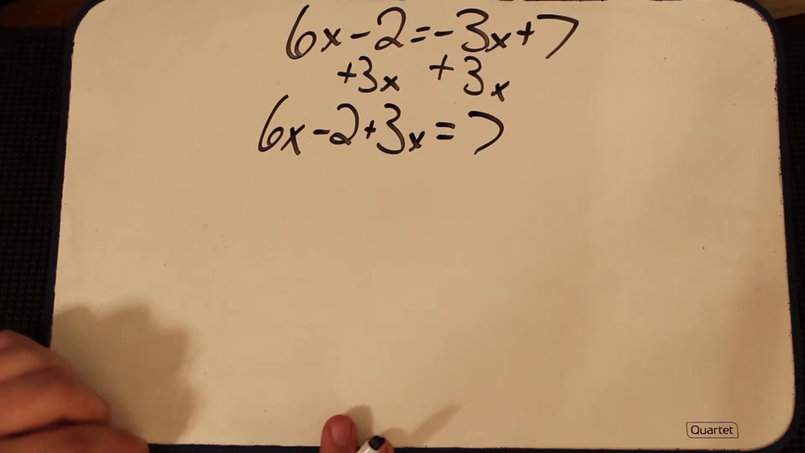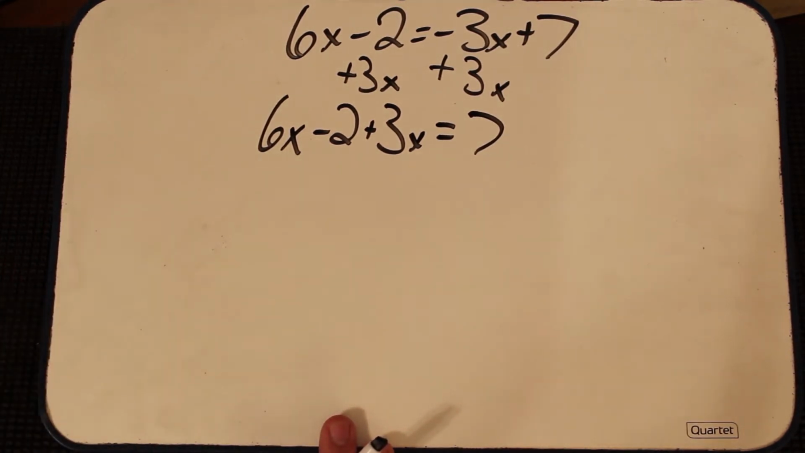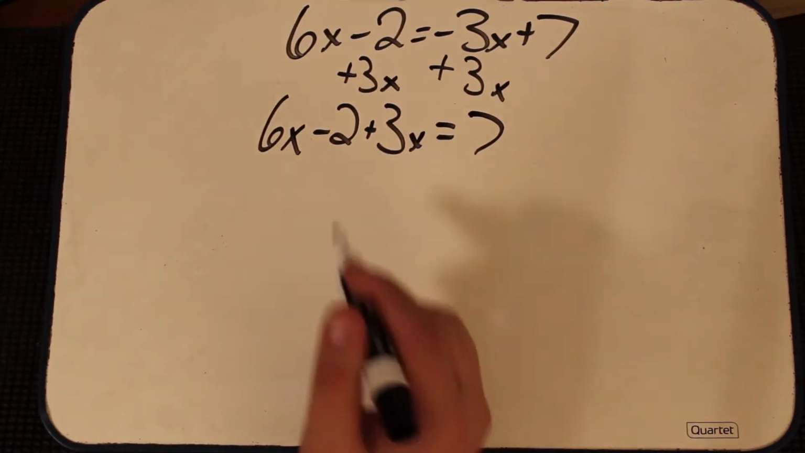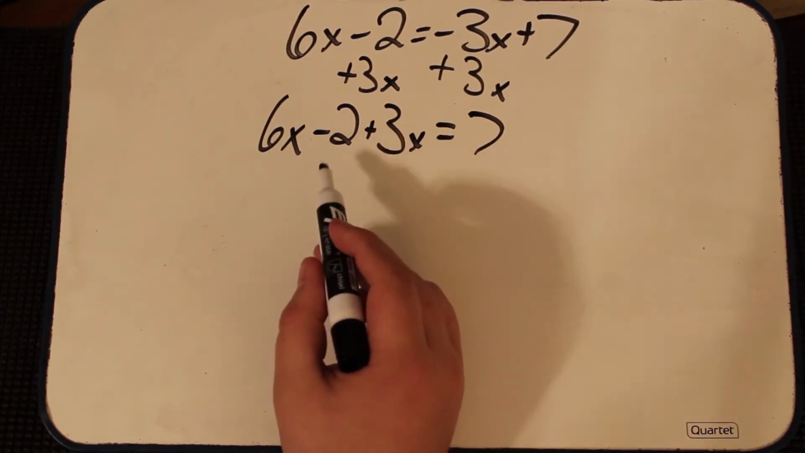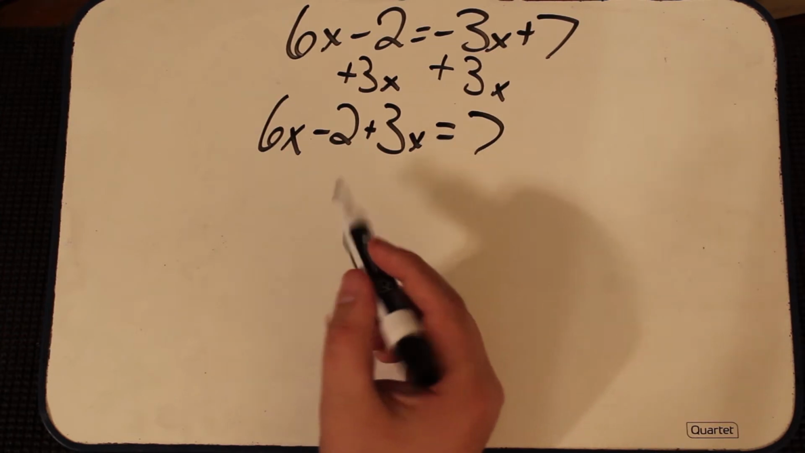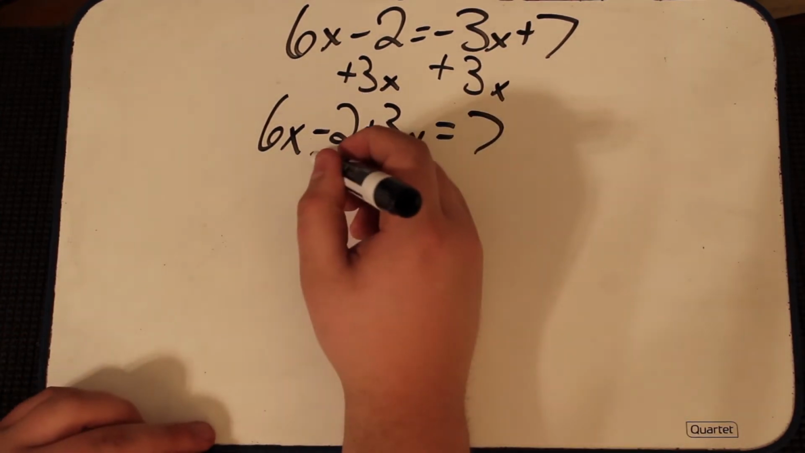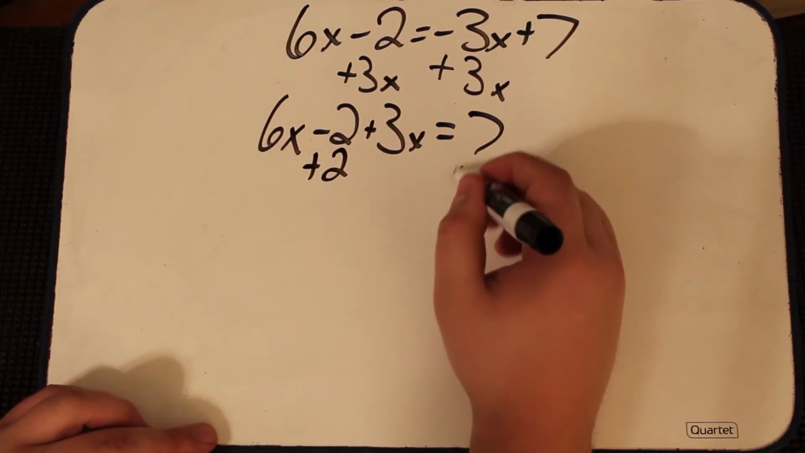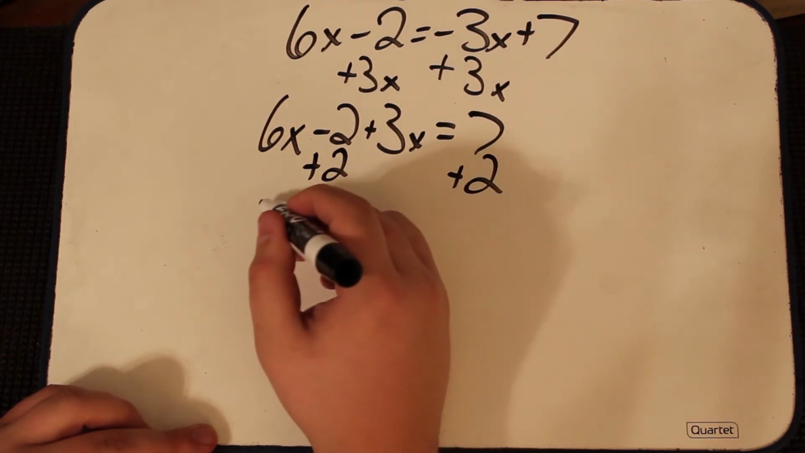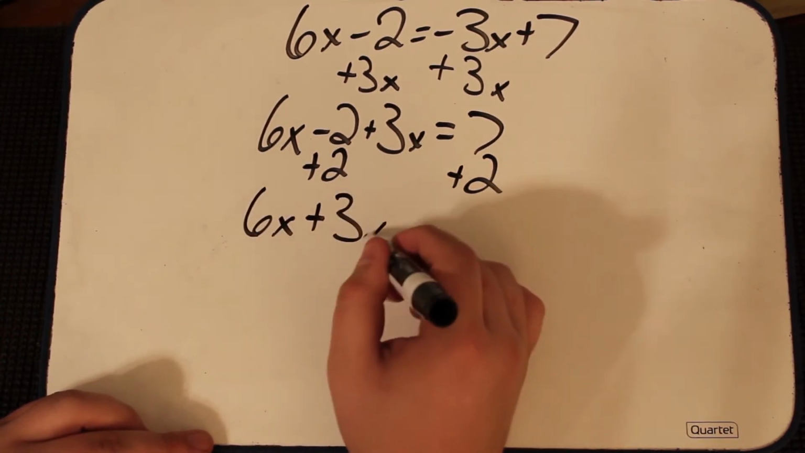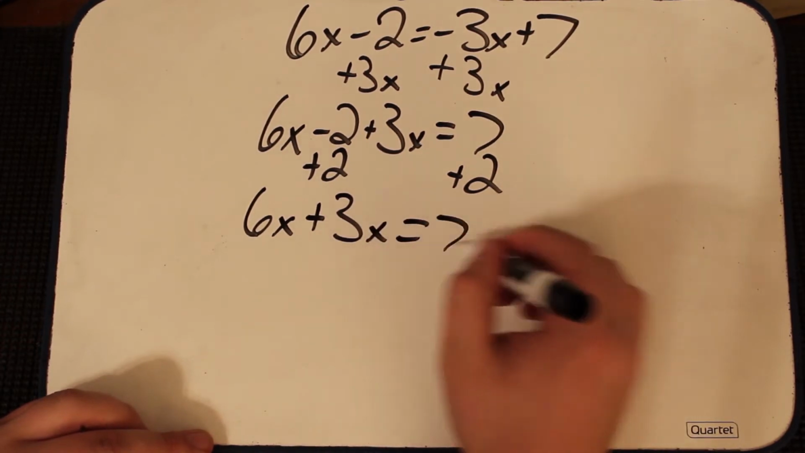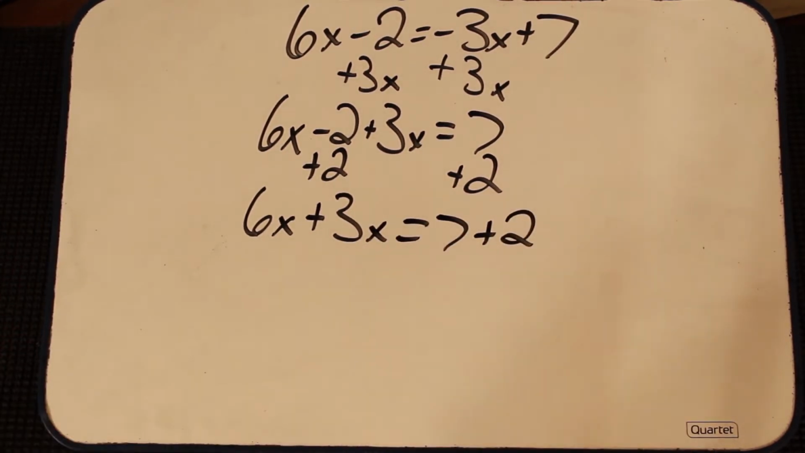7. Now I'm going to move my constants. The only constant that I have left on this side is this -2 here. So if I want to undo a -2, I'm going to add 2 to both sides. When I do that, I get 6x plus 3x equals 7 plus 2.